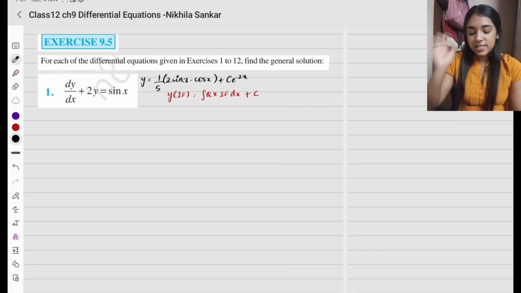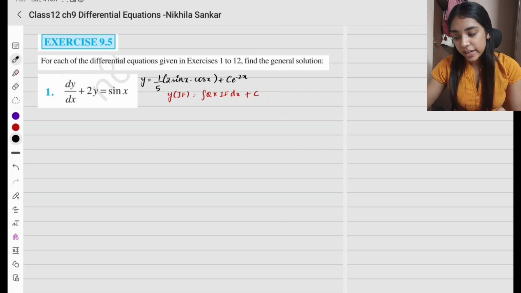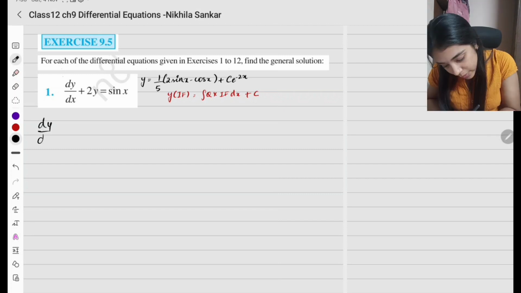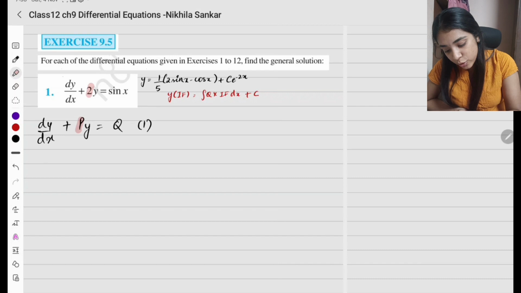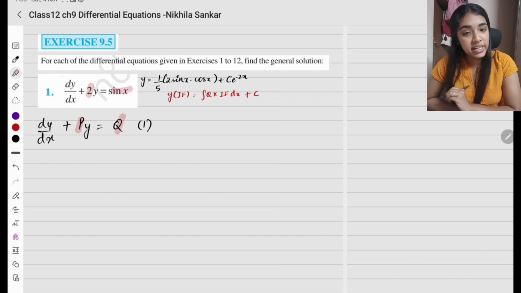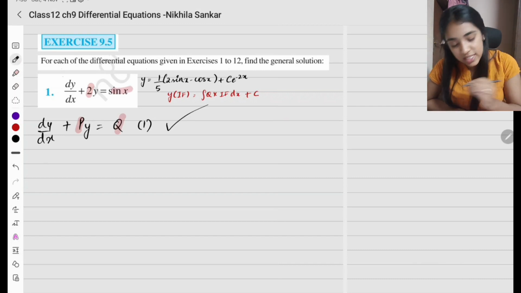Okay. Now the first question is given. I'm going to write it in terms of dy by dx plus py equals q. So this is our first step. Is the formula there? What is my p? It is going to be 2. What is my q? It is going to be sin x. So it is the same formula. The first step is done.